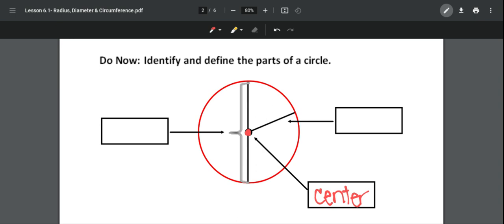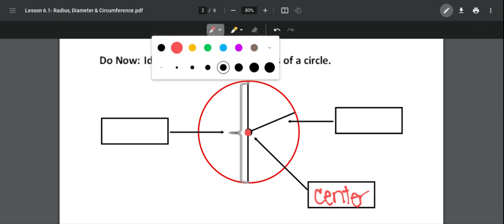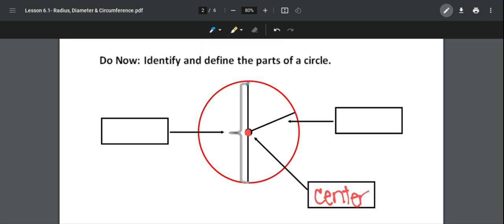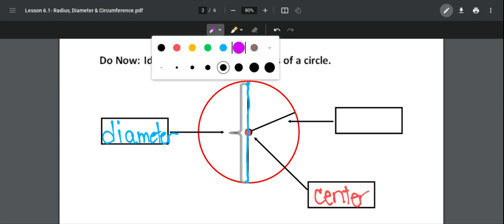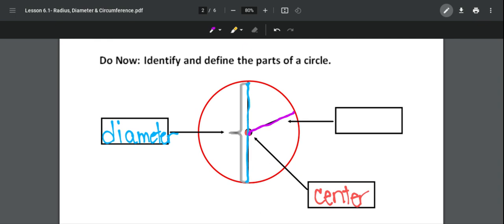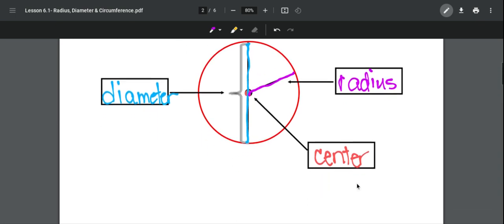Next, we have this line here, which represents the diameter of a circle. Finally, we have this line here, which represents the radius of a circle. Let's draw a conclusion about the parts of the circle that is shown.